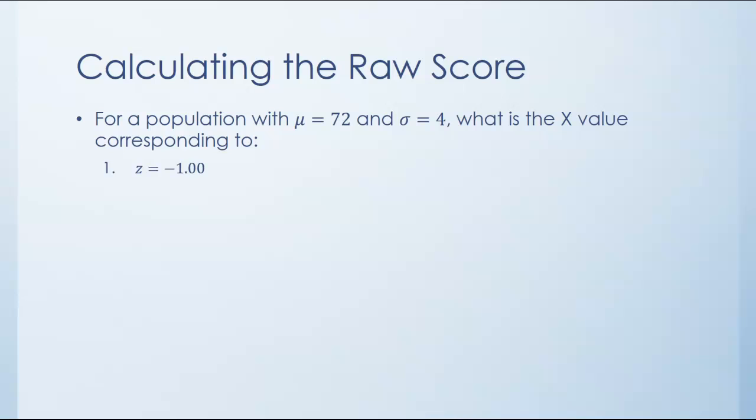We're going to start off with z being -1. So again, we're going to use that formula. x is equal to the z-score times the standard deviation plus the mean. We're just going to substitute in our values. So we're going to have -1 times 4 plus 72. -1 times 4 is going to give us -4 plus 72. It's going to be 68. So the raw score would be 68.